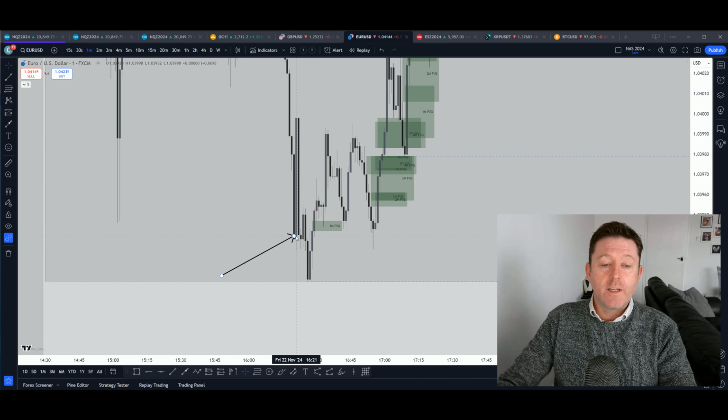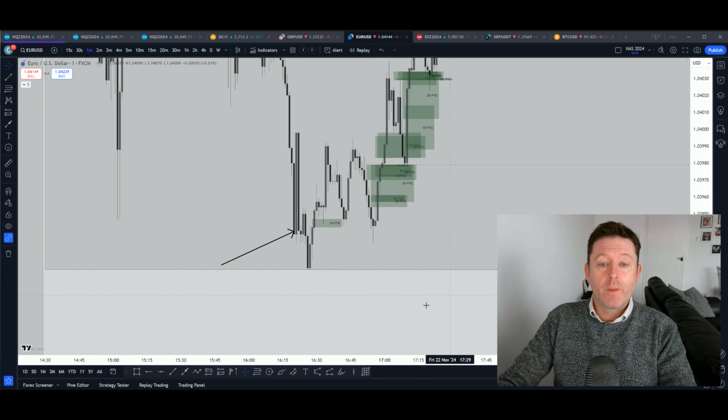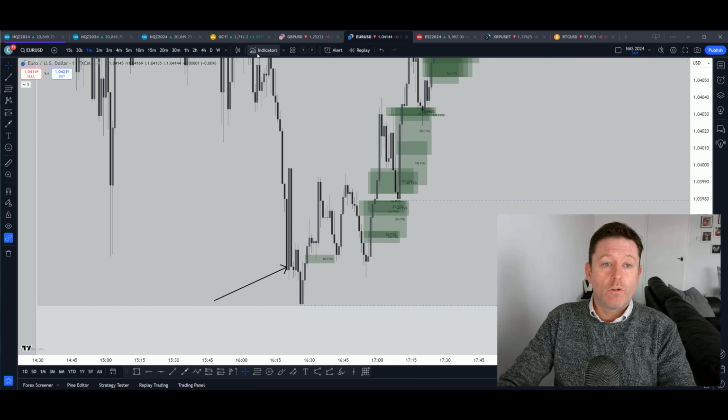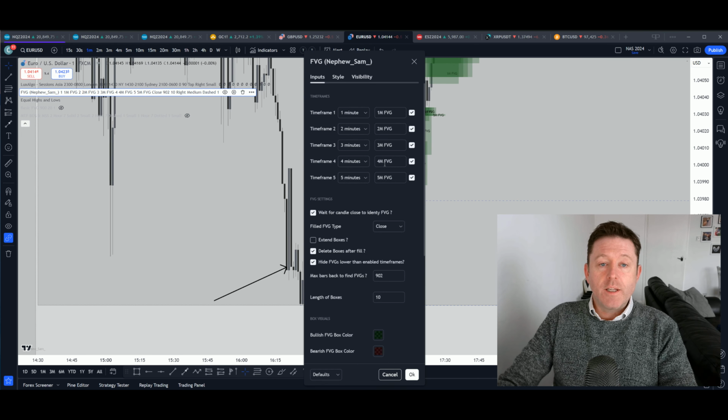So how do we identify them? That part's relatively easy. We use an indicator. And the indicator that we use for it is iFVG Nephew Sam. So this is the indicator. If you go up into and click on indicators here, type in iFVG, you'll see this one there, or type in iFVG open bracket nephew underscore Sam underscore close bracket.